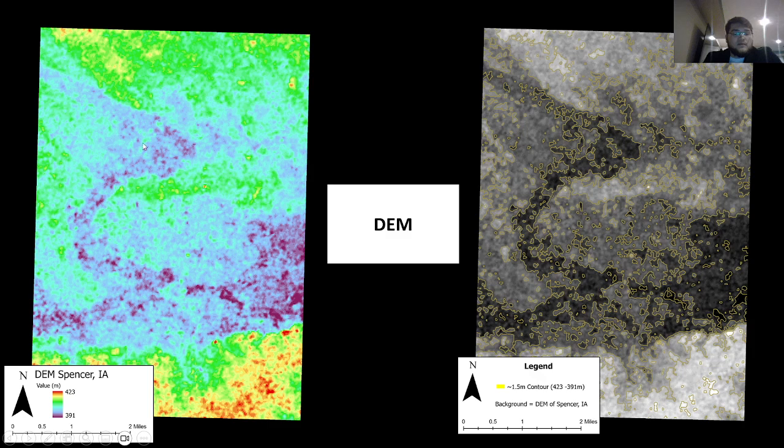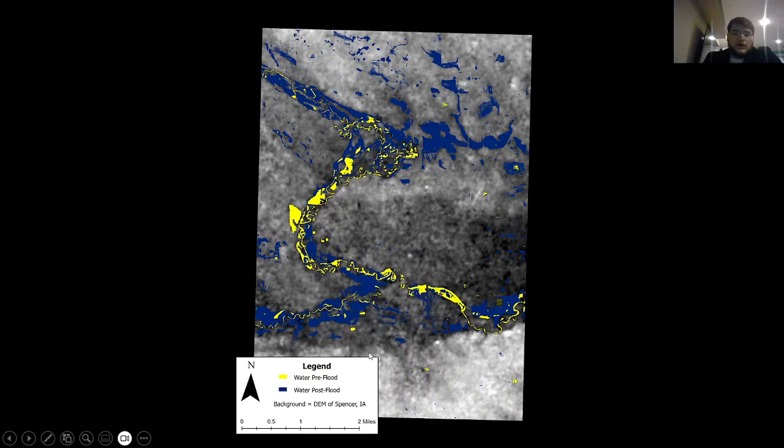So the digital elevation model is showing the differences in the elevations around Spencer, Iowa. So you can see where a lot of the urban areas are higher, but there is some stuff towards the south that's a lot darker, meaning it's a lot lower in elevation, so it's going to become more flooded. And then the contour just shows you the generalized change, so where the highest points are and where the lowest points are. So this is overlaid on the digital elevation model.